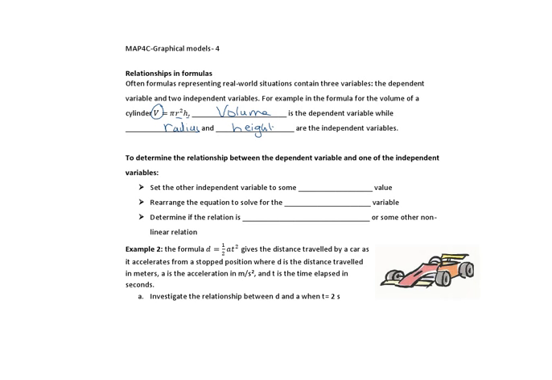So to determine the relationship between the dependent variable and one of the independent variables, set the other independent variable to some constant value. In this case, you're going to set either the radius to a constant value and say, I want to make my cylinder this radius, and I can change the height. Or you can say, I want the height to be this much, and I can change my radius. So you have to set one of them to a constant.